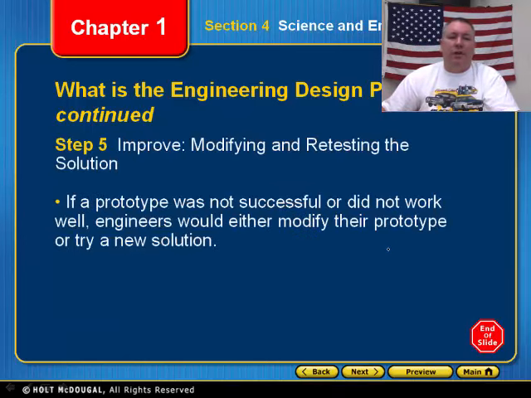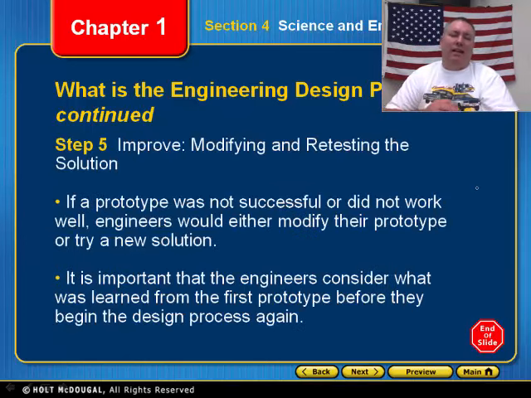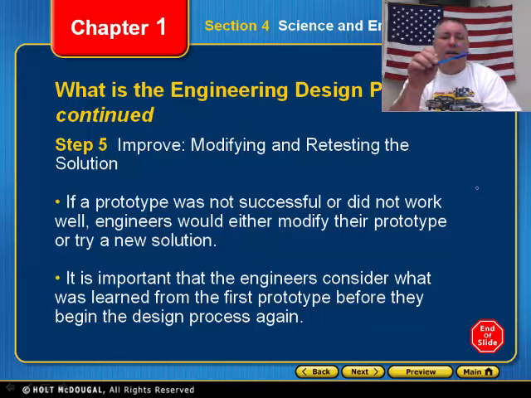The last step is they're going to improve. Now, if there's a product already out there, they're going to try to redesign that product and make it better. If there is no product out there, as they go through this process and start selling these, they can decide, hey, I can make this better. And they turn around and redesign it. That is the improve stage, the last stage over here.